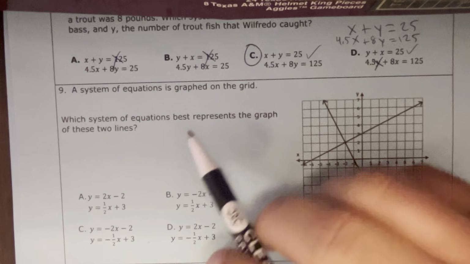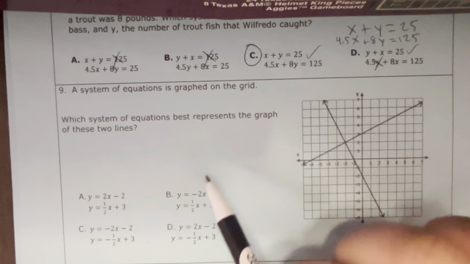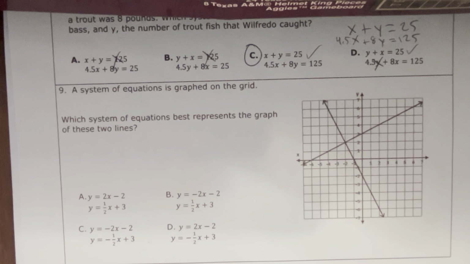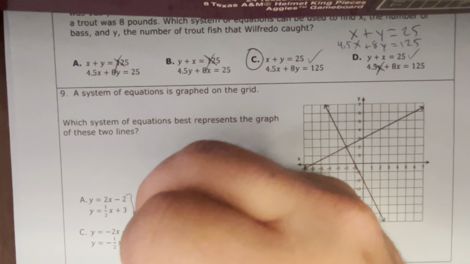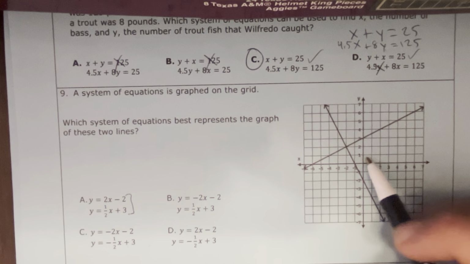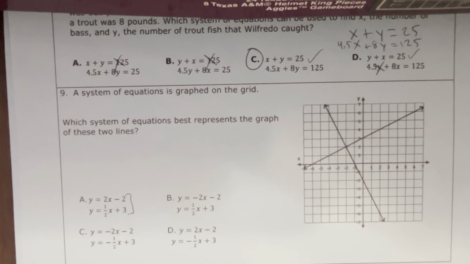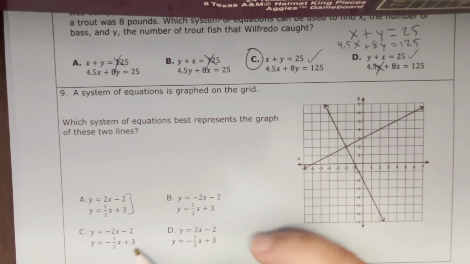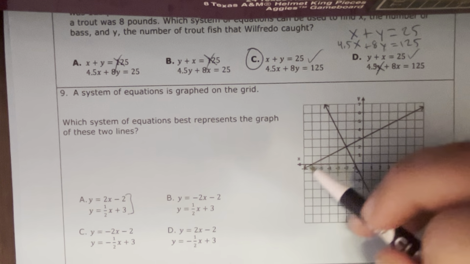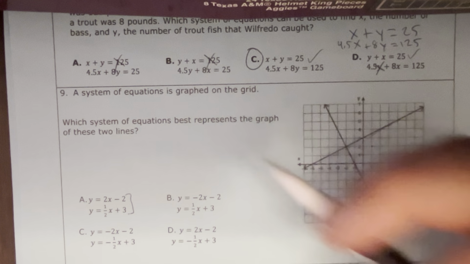A system of equations is graphed on the grid. Which system of equations best represents the graph of these two lines? So we could plug this into Desmos and see if it matches this. And then if it doesn't, we can go to the next one. I'm going to go ahead and do it without Desmos, but you could, again, graph that in Desmos, see if it matches. Without using Desmos, we'll just find the equation of both lines like we've done already.